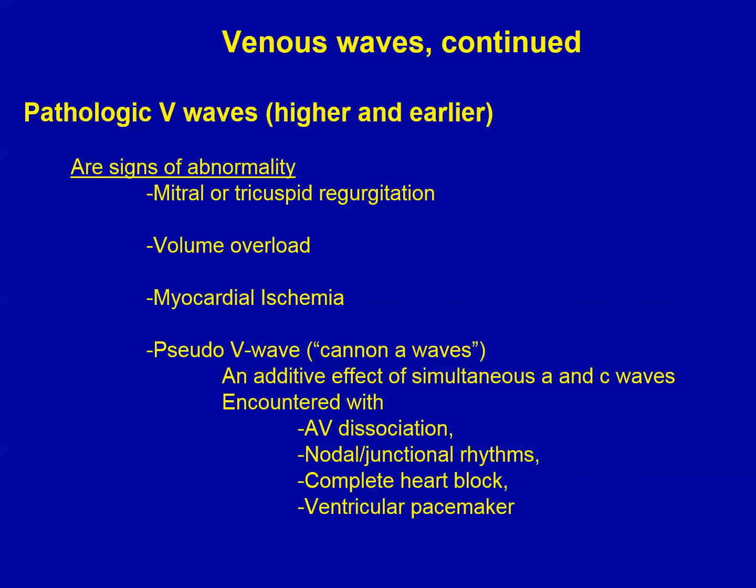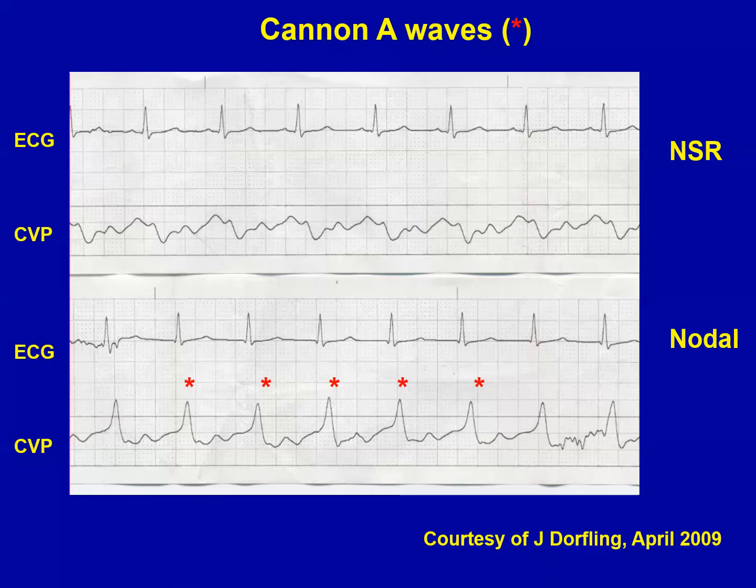There is also a phenomenon called pseudo V waves, which are also known as Canon A waves, which are due to the additive effect of simultaneous contraction of the atrium and ventricle, leading to a summation of an A wave and a C wave. This is encountered with AV dissociation, nodal rhythms, complete heart block, and use of ventricular pacemakers.